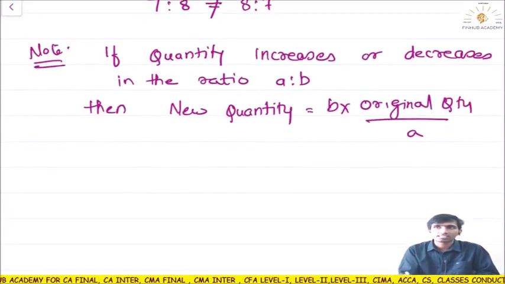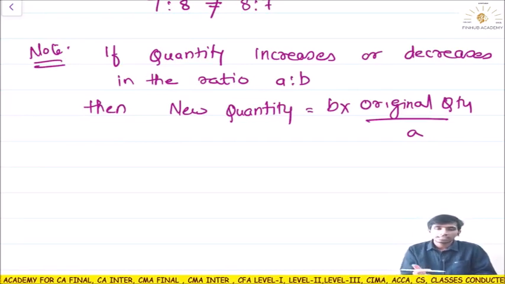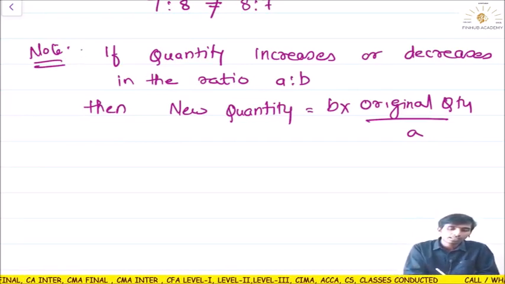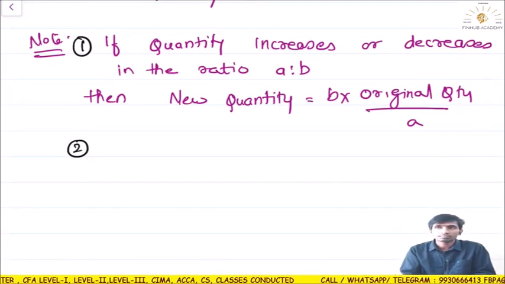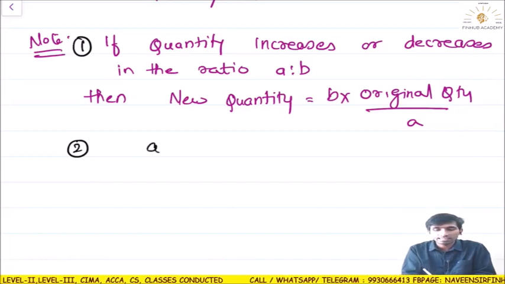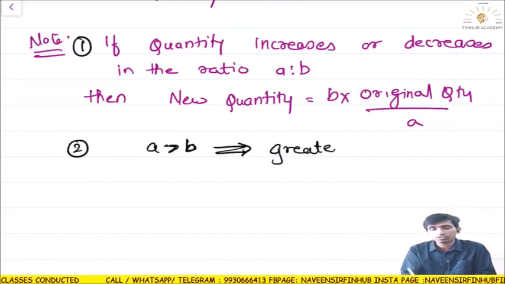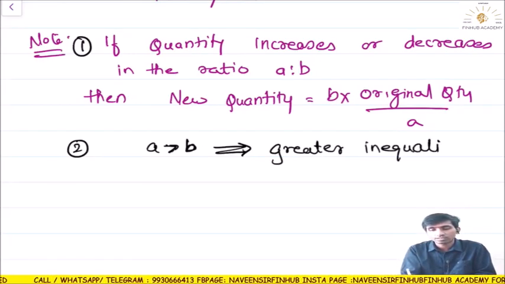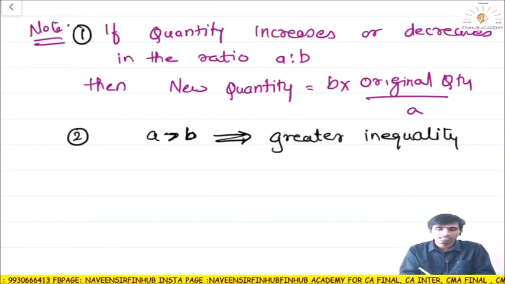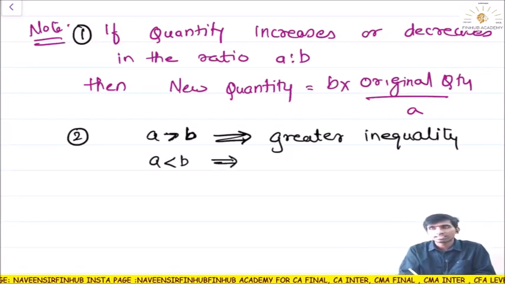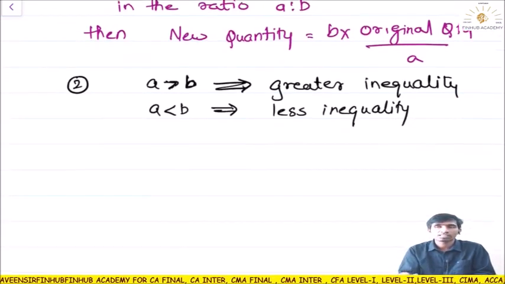Okay, next, write one more, put this as note number 1. Write the second note. If a is greater than b, then it is called greater inequality. Anywhere this term can come, so be careful. Greater inequality. If a is less than b, then it is called less inequality. Fine.